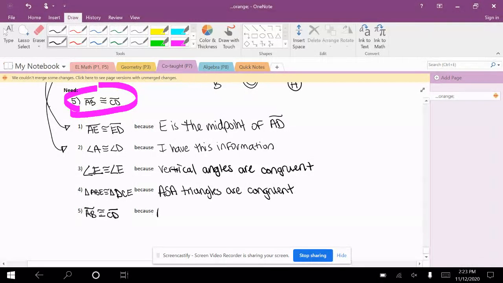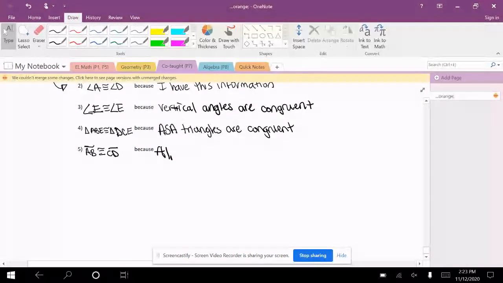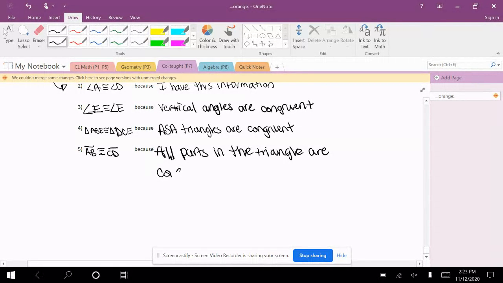Because all parts in the triangle are congruent.